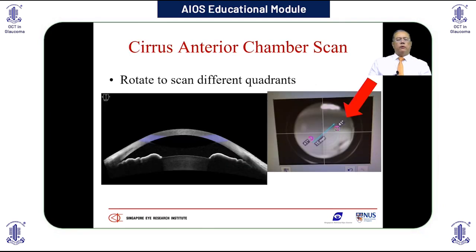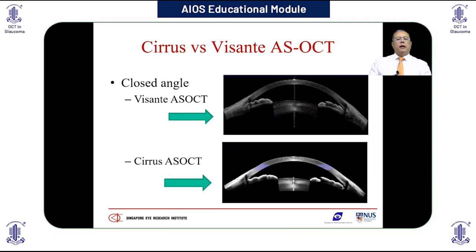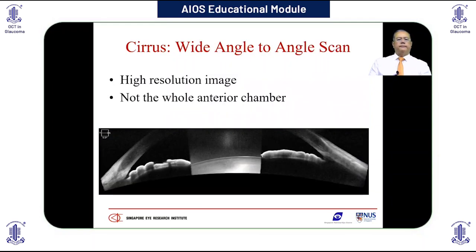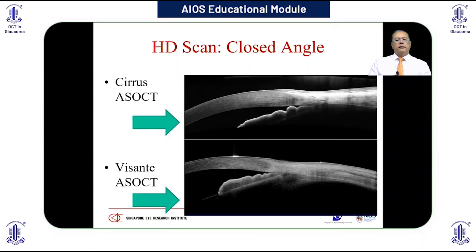With this anterior segment OCT, you're also able to rotate the axis of your scanning. Here's a comparison between a Cirrus image and a Visante image. You can see really not much difference in terms of quality. Also, Cirrus has a wide angle-to-angle scan showing the whole anterior chamber, but closer to the iris and lens surface. And here's another example of a high definition scan showing you again, in much greater magnification, the angle structures and the iris.